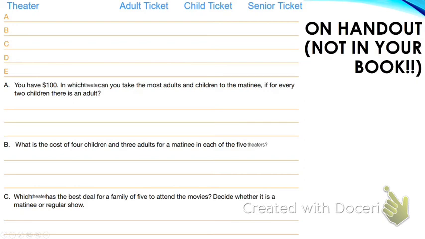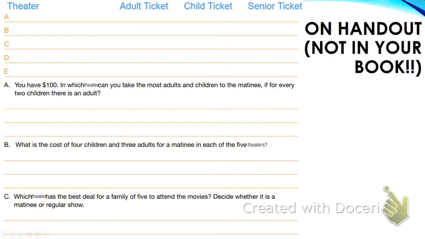All right, so you're going to pick out 5 of these theaters. I don't care which 5. We've got 6 on these pages. I want you to figure out, you've got $100 to spend on question A. In which theater can you take the most adults and children for $100 to a matinee? Do you guys know what a matinee is?